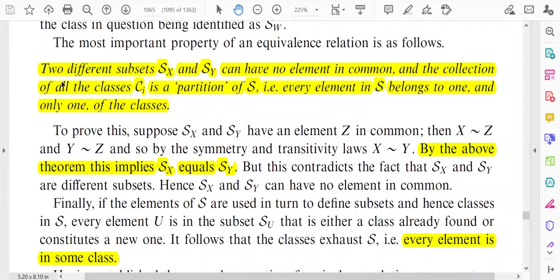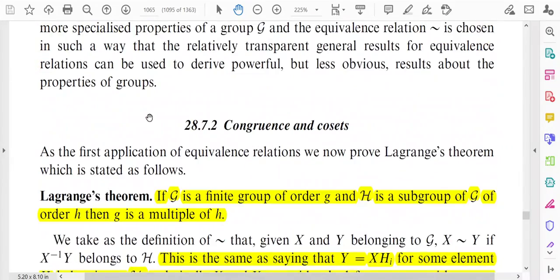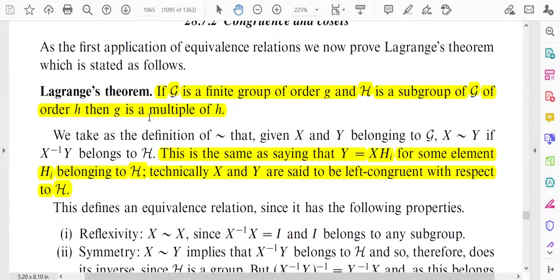The other thing is that two different subsets Sx and Sy can have no element in common, and the collection of all the classes Ci is a partition of S. So, these classes are partitioning S, and every element in S belongs to one and only one of the classes. These are the major concepts of the equivalence relation and the classes.